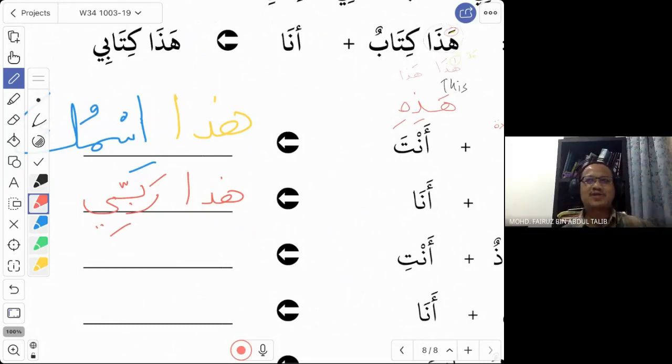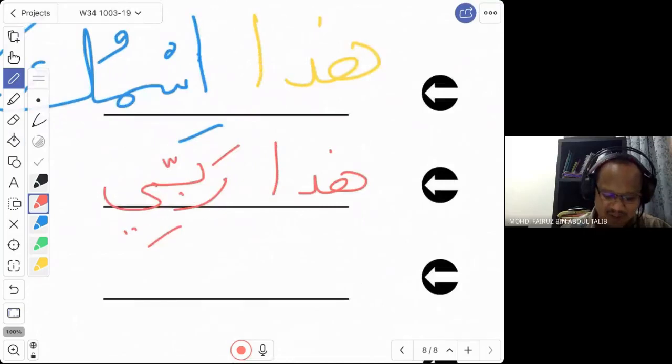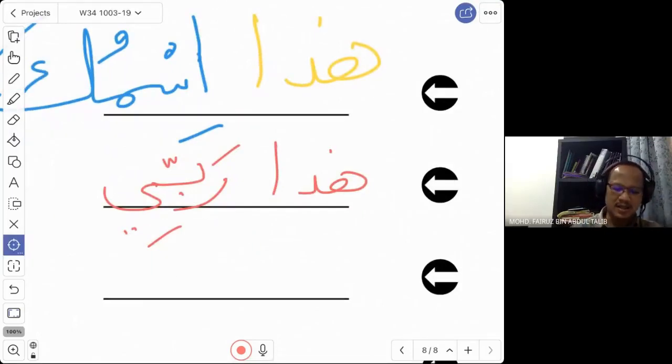The next day, he saw the sun was bigger than the moon, and the sun was shining. So he said, oh, this is bigger, this must be God. So he said, Haza Rabbi. But at the end of the day, when it was sunset, he realized that the sun or moon is not the true God. So who is the true God? The creator of the sun and the creator of the moon, which is Allah. That's the example of Haza Rabbi in the Quran.